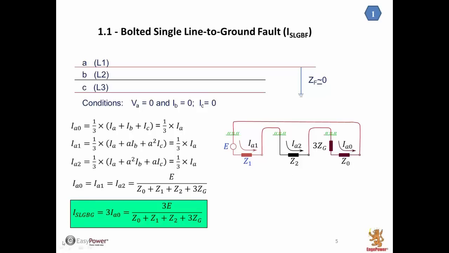The single line both ground fault will be 3 times the zero sequence current. In other words, we have to multiply the previous equation by 3. So this is the condition for bolted fault. ZG is the impedance between the neutral and the ground.